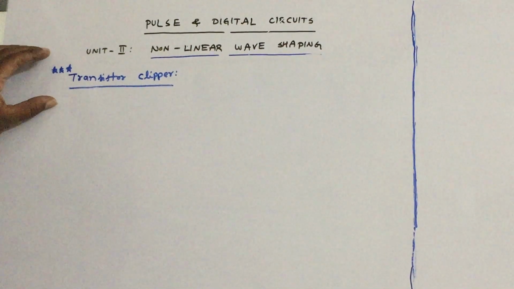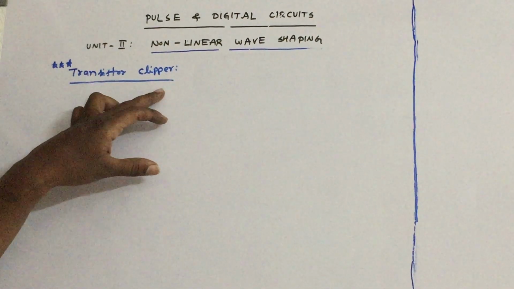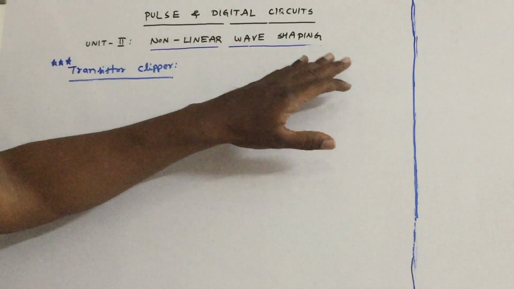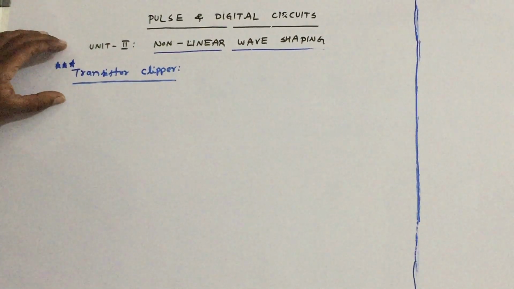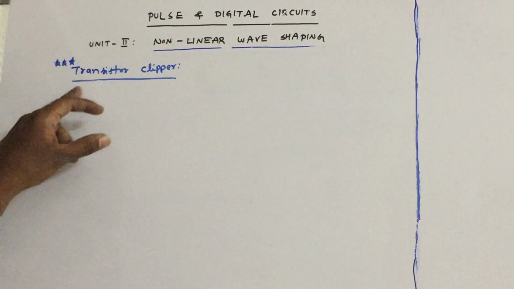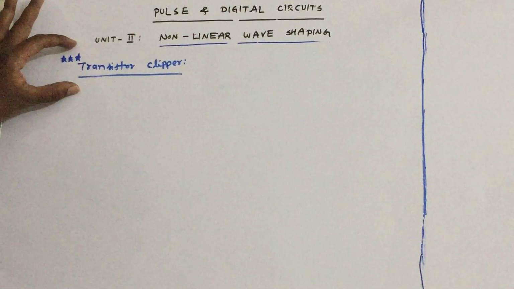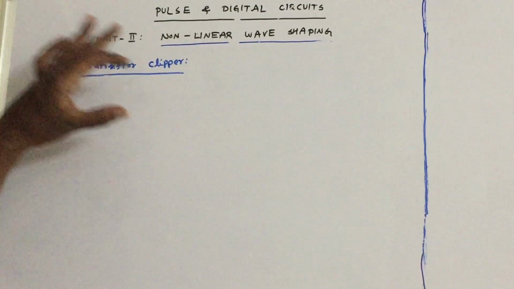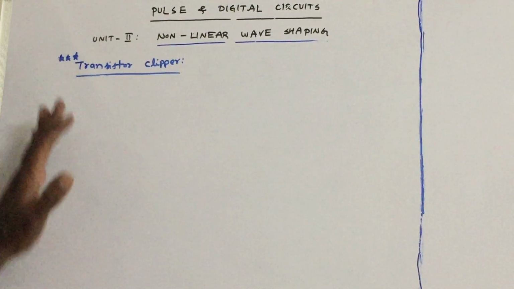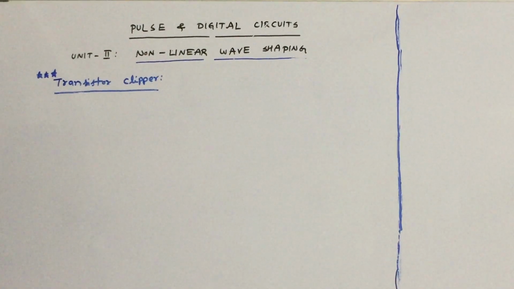Let us discuss a very important article, Transistor Clipper from Unit 2 Non-Linear Wave Shaping. This question is asked several times in the examination. So before going to Transistor Clipper, let us discuss some basics about the transistor and later how it is used in clipper circuits. That is what we are going to see now.